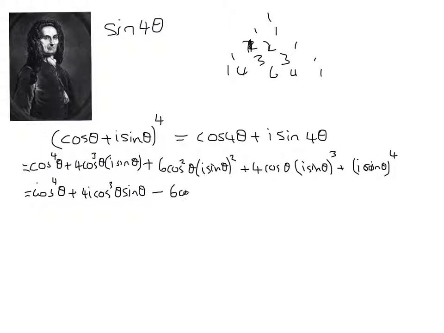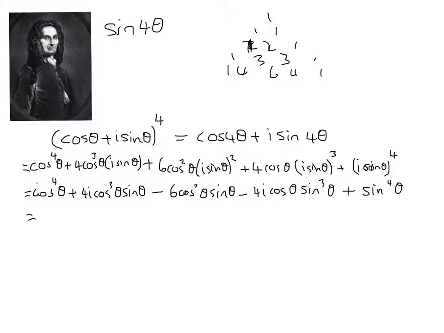Minus 6 cos squared sine, plus, what have I got? I cubed. So that's i times i times i. I times i is minus 1, so minus i altogether. So it'll be minus 4i cos sine cubed, plus or minus, I think I've got an i to the 4, so that's i times i times i times i, which is minus 1 times minus 1, which is plus 1, so plus sine to the 4.